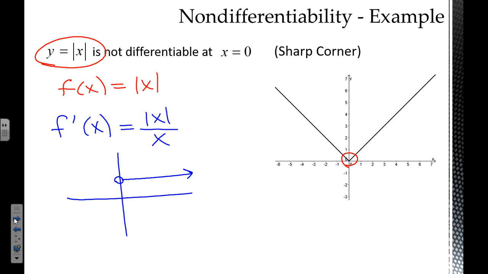Okay, hole at 0, going to the right, it's at 1; hole at 0, negative 1 going to the left. If this is the derivative graph, there's not even an x value at 0, right? Okay? We are not differentiable. The derivative does not exist at 0. Okay? It's kind of nice to see where that actually comes into play, right?